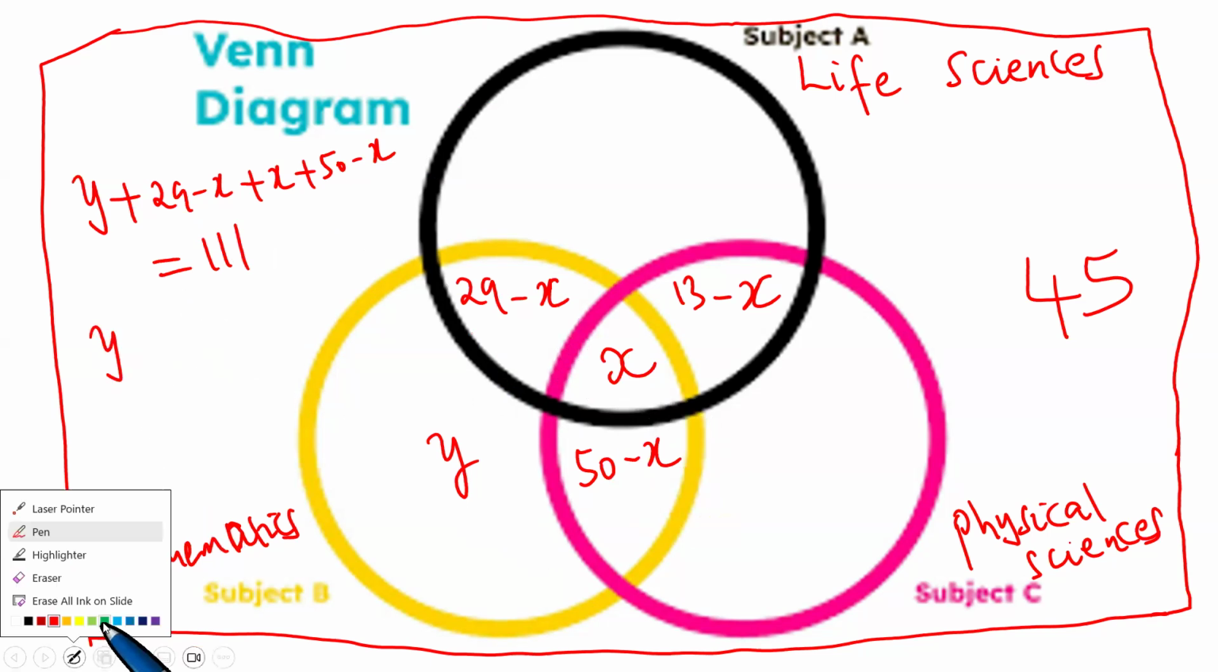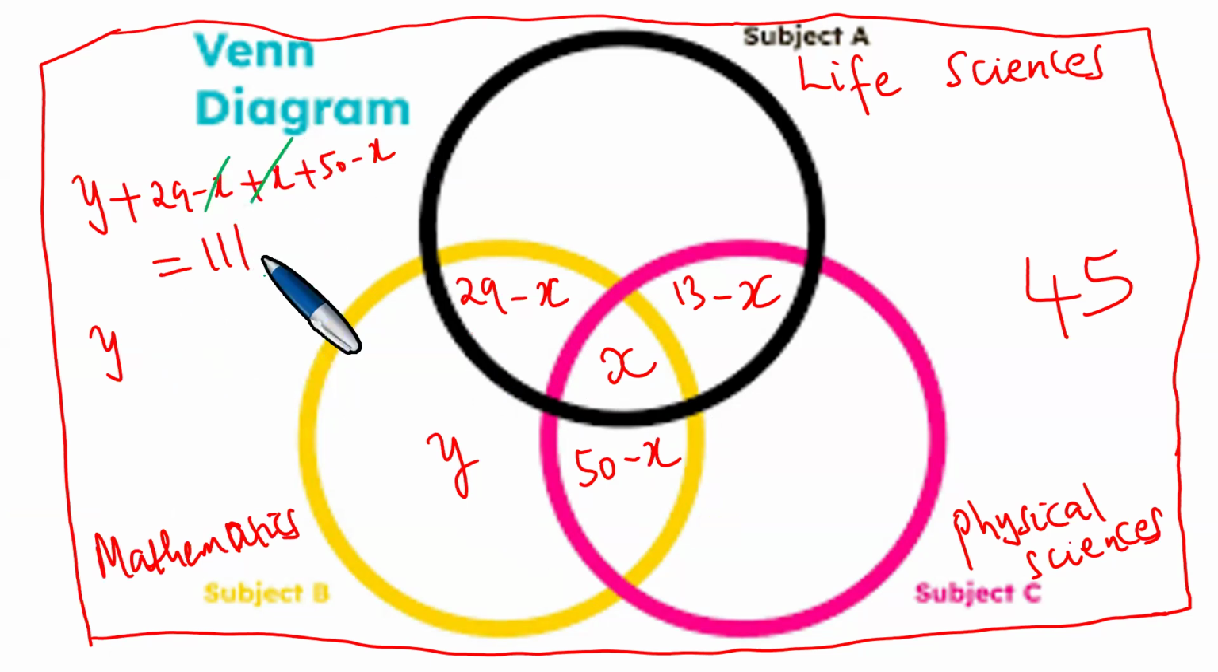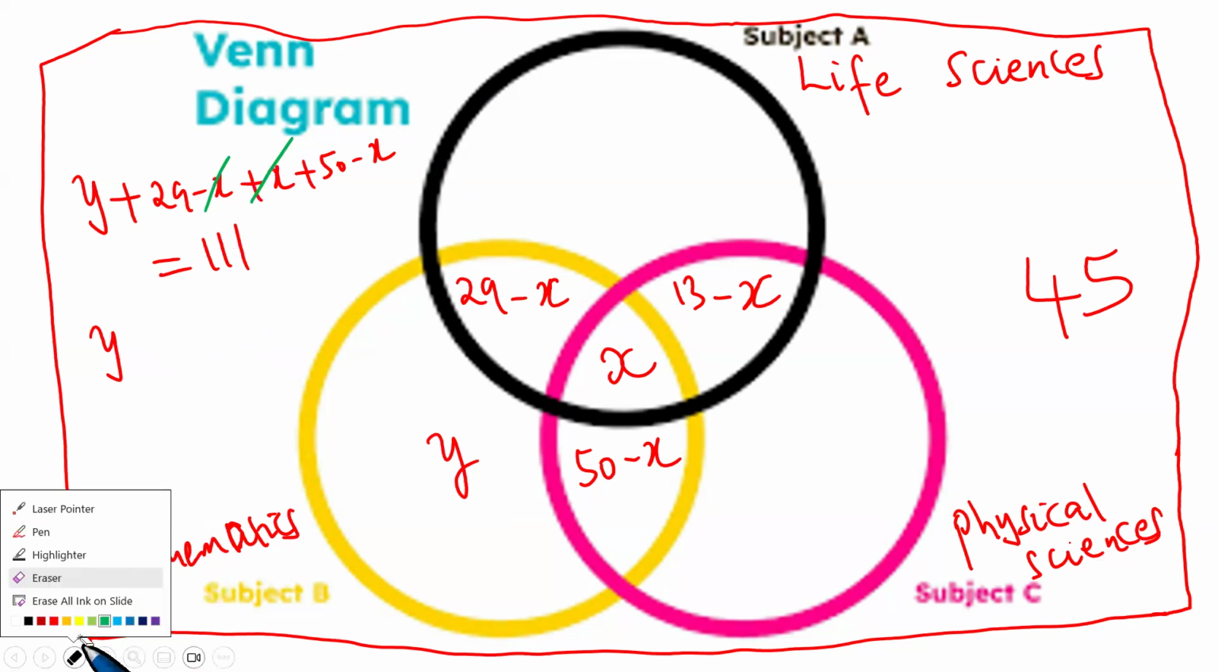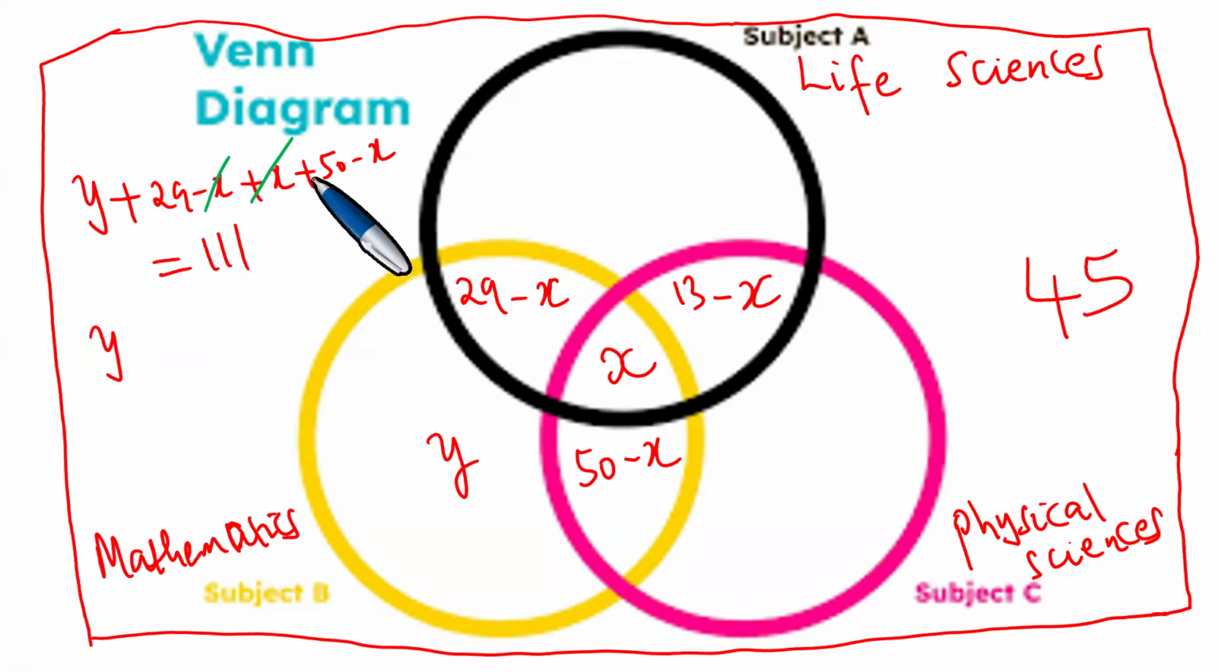So now you do some rough work. Minus X and X gives 0, and you are left with a single X. But you have exactly 29, and 50, 79. So in other words, Y is equal to 111 plus X. You move the X to the other side, making it positive, and then minus 79.